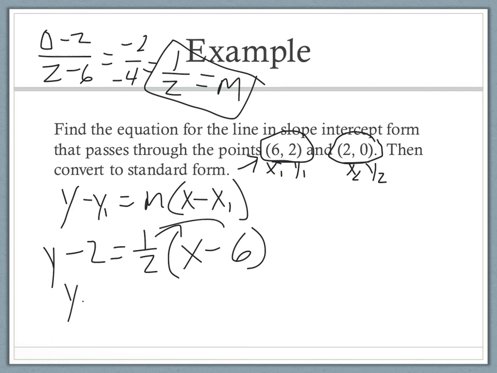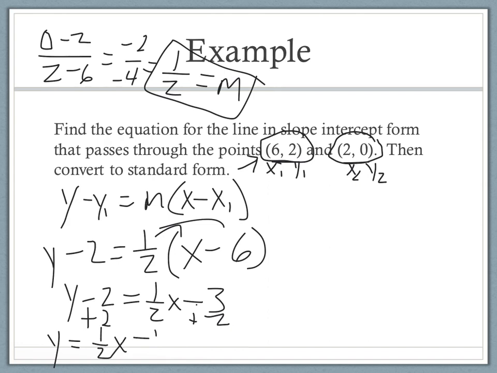So I have y minus 2 equals 1/2 x. Half of 6 is negative 3. Okay, now I'm going to go ahead and get y by itself to get into slope-intercept form. So add 2 to both sides. So I have y equals 1/2 x minus 1. Okay, now that's in slope-intercept form.